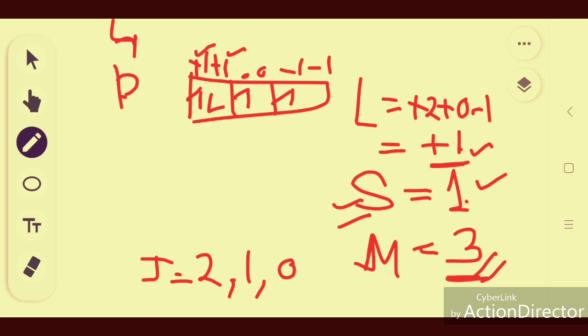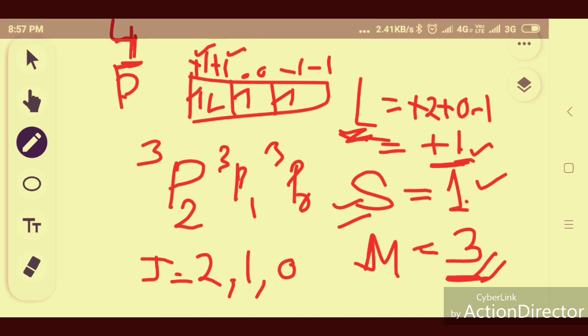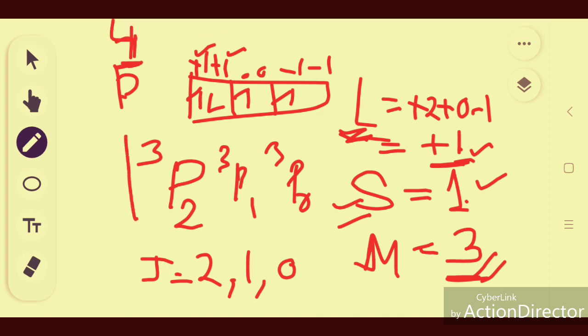Now, according to the L value, because L is equal to 1, the ground state term will be P. And multiplicity is 3, so the term will be 3P. And there are 3 J values, so 3 terms may be possible, 3P2, 3P1 and 3P0. But according to the Hund rule, if the configuration is more than half filled, and P4 is more than half filled, we have to select the value that has the highest J value. So this will be the ground state term according to the Hund rule.